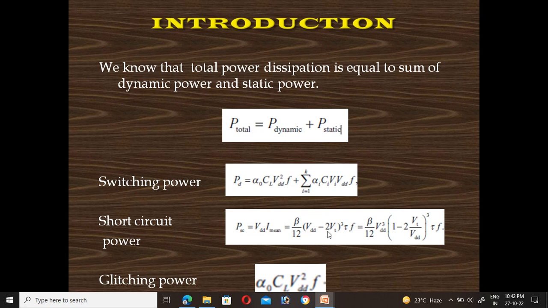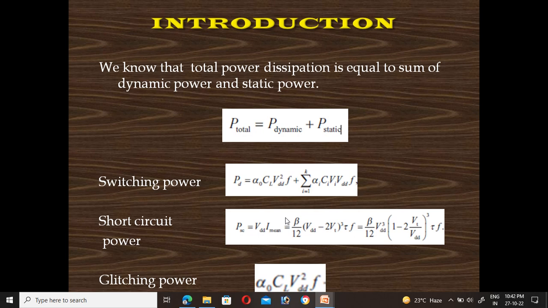If you closely observe these three equations, the power dissipation directly depends on the quadratic form of VDD square, as well as the cubic form of VDD, and here also the quadratic form. That means the power dissipation directly depends on the supply voltage. That is one of the most important points to remember, because our main intention is to reduce the power dissipation.